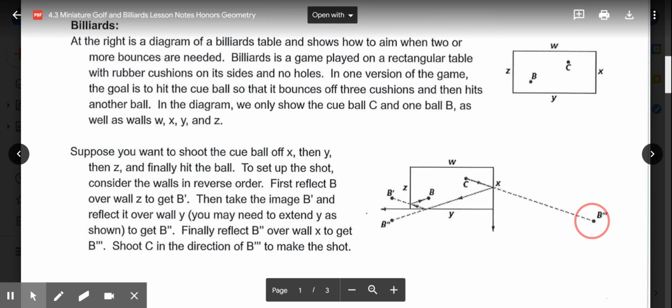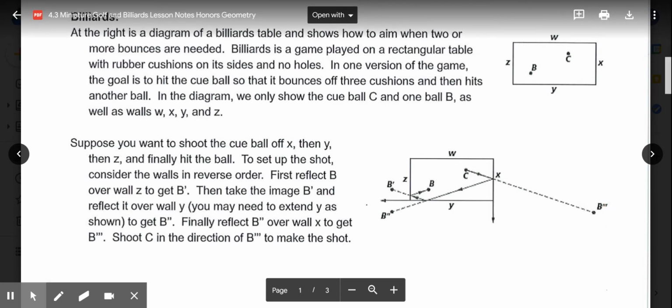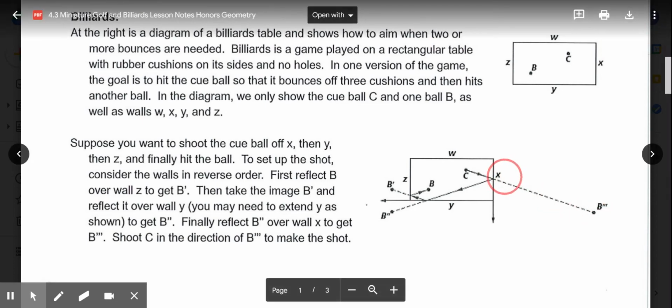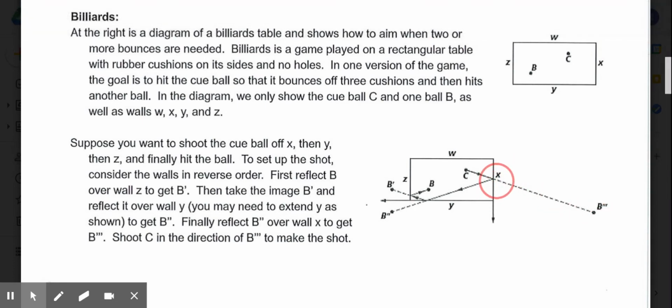So then our order to connect these would be you would take C, aim it at B triple prime, where it hits the wall, it would bounce. And from that point, you would aim it at B double prime, where it hits wall Y, it would take a bounce. And from that point, you would aim it at B prime. For drawing in your segment, it would hit that wall and then bounce back to hit ball B.